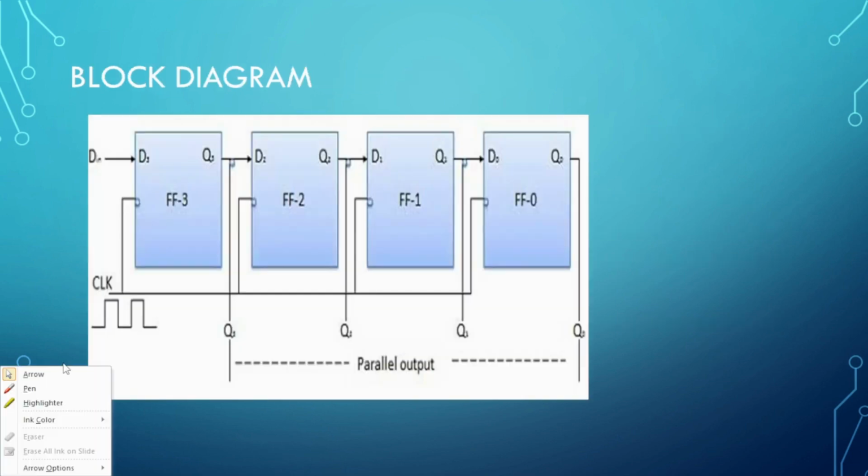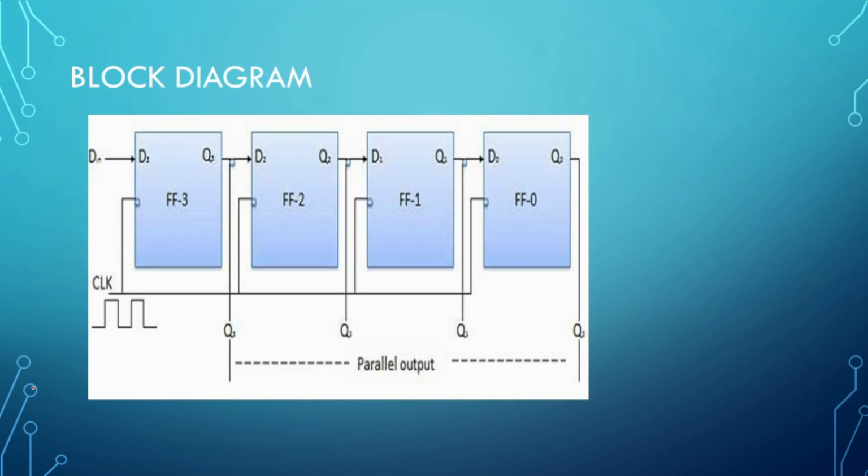This is the block diagram of serial in parallel out mode. The output of Q3 is given as the input, and it is connected to the parallel outputs Q0, Q1, Q2 and Q3. And the last flip-flop is connected with the clock, and this is D in, D3, D2, D1 and D0.